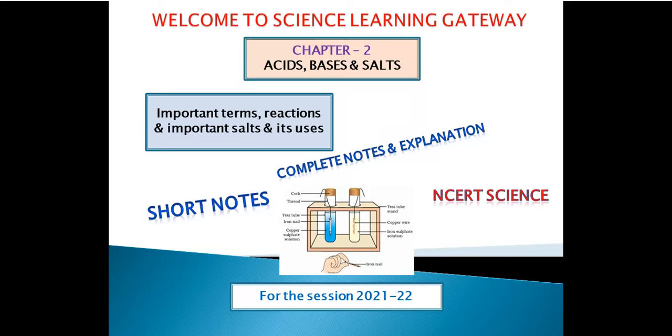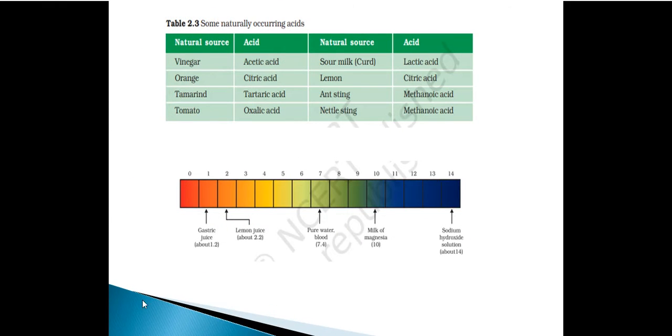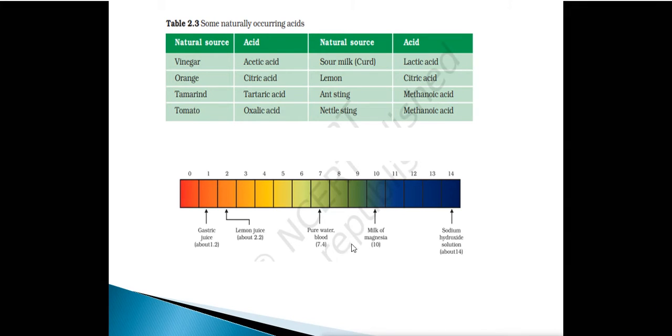So let's start with our discussion with chapter number 2, acids, bases and salts. First of all, you have seen in your NCERT textbook that one table is given, table number 2.3. In that, some natural sources and which acid is present in them is given. So 1 or 2 marks questions can come from this table in your exam.